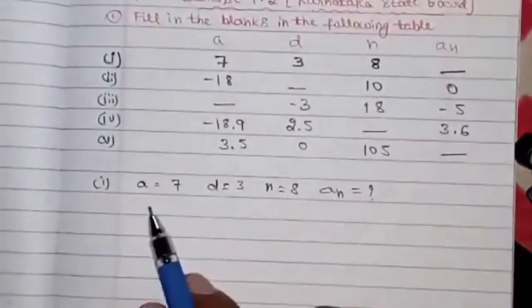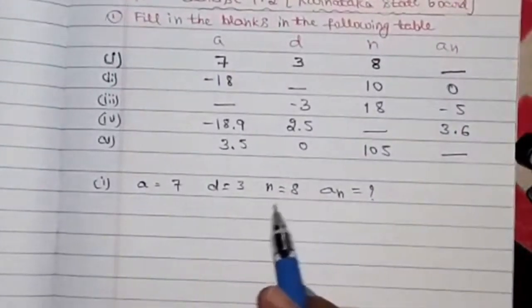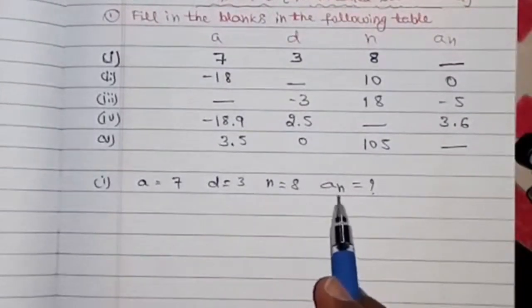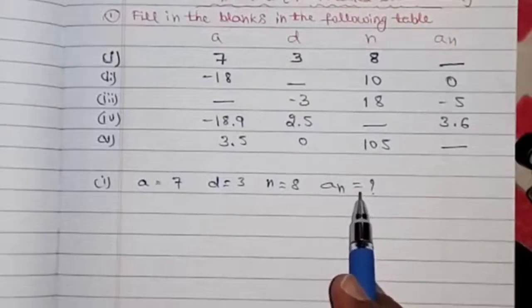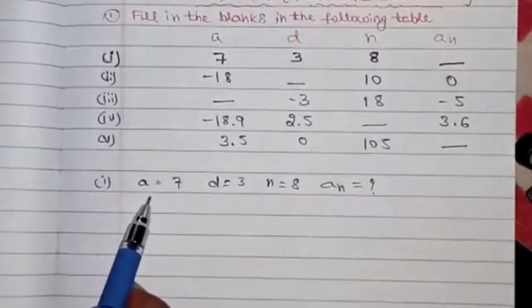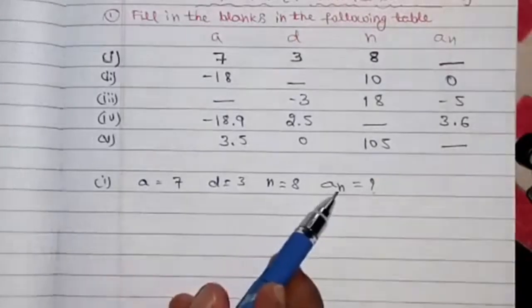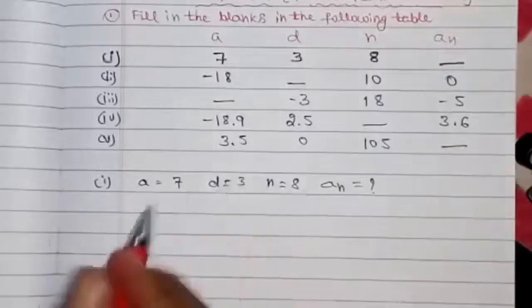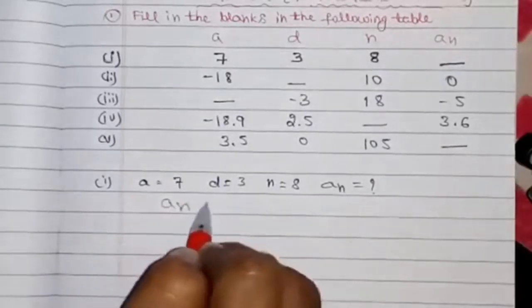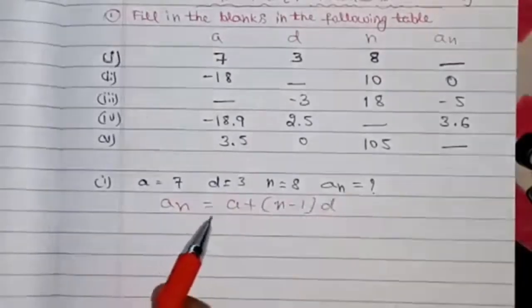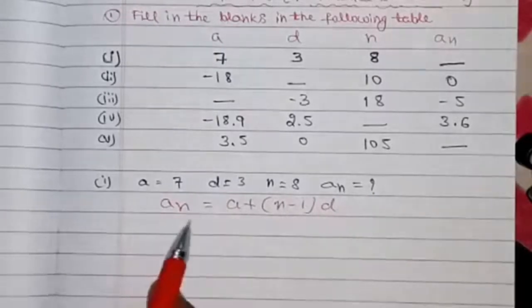Now children, how to solve this? It's a simple problem. You need to write down the formula, apply the values, the data, to the formula, and simplify it. That's it, children. Here they have given a, d, n, and you need to find an. The formula for the nth term is an equals a plus (n minus 1) into d. This is the nth term formula, right children?